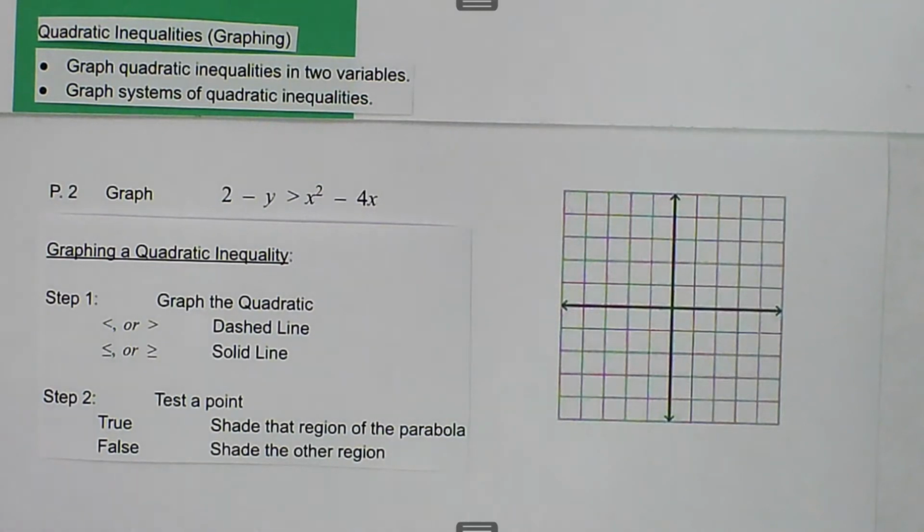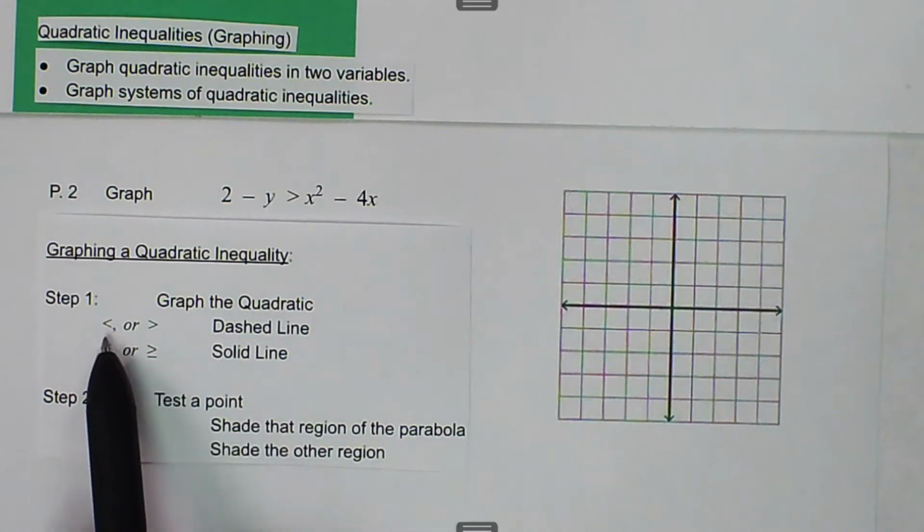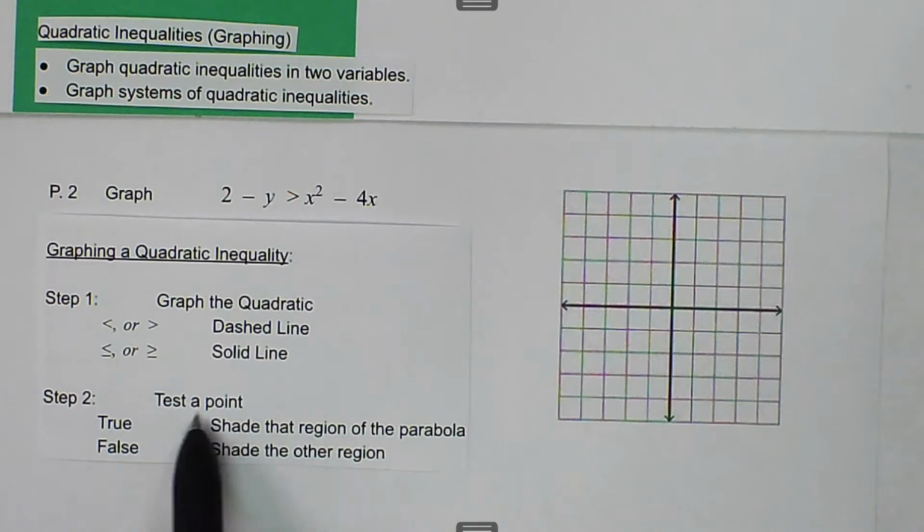We are talking about graphing quadratic inequalities, and we want to graph quadratic inequalities in two variables. So step one, graph a quadratic inequality. Remember, less than or greater than is a dashed line. If it's less than or equal to or greater than or equal to, it's a solid line. And then we have to test the point.